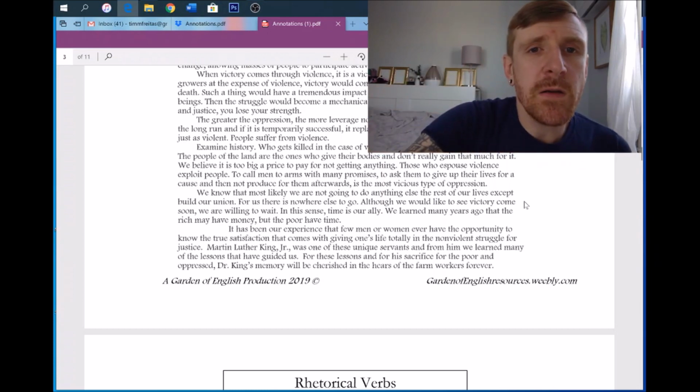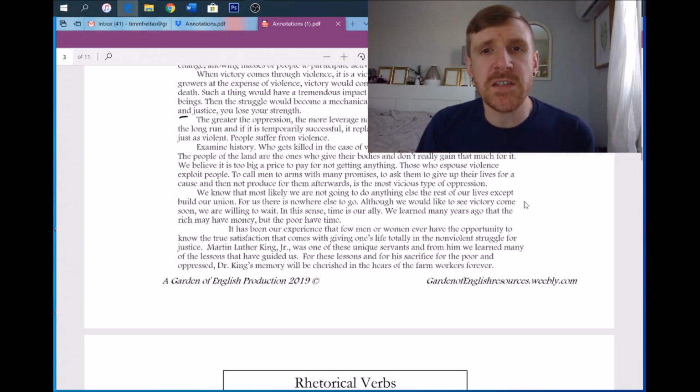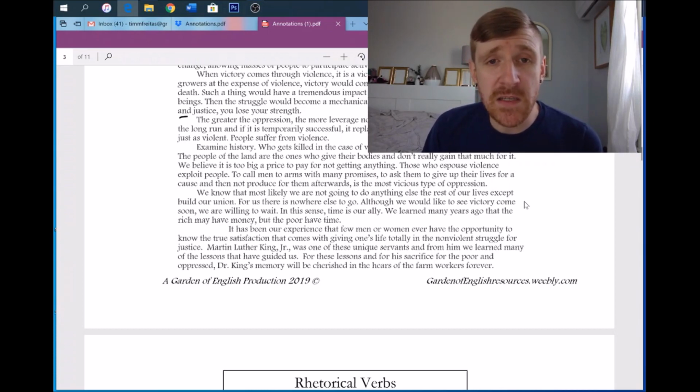But starting right here, it says, the greater the oppression, the more leverage nonviolence holds. Violence does not work in the long run, and if it is temporarily successful, it replaces one violent form of power with another just as violent. People suffer from violence. Examine history.